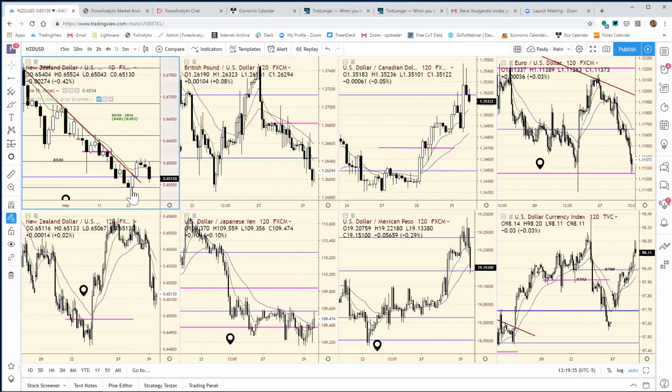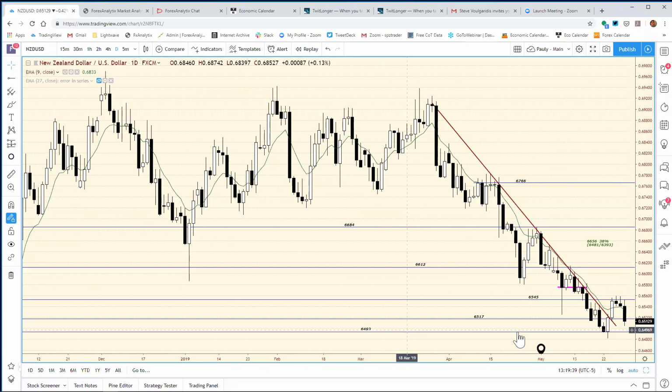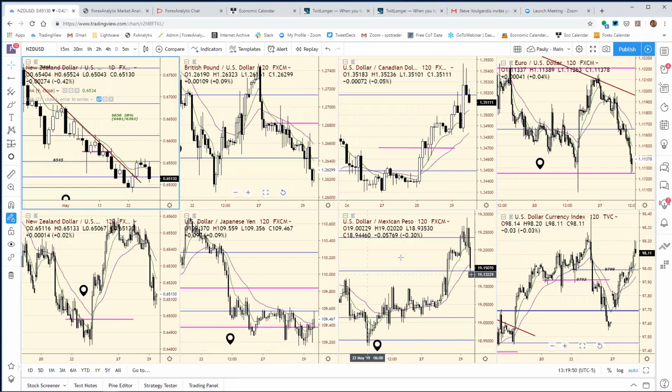And it's going to be very important with the Kiwi if we get a foothold, a close below the 64.93 and maintain it. Obviously, we've had a little bit lower than that, but a daily close below that is going to be bad news, to say the least. That's all we've got here.